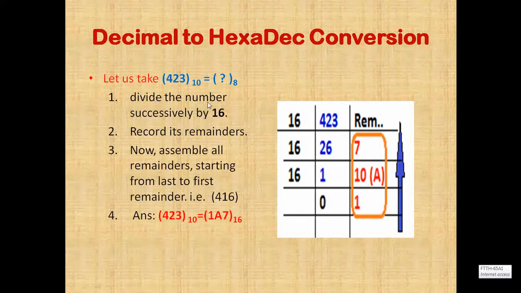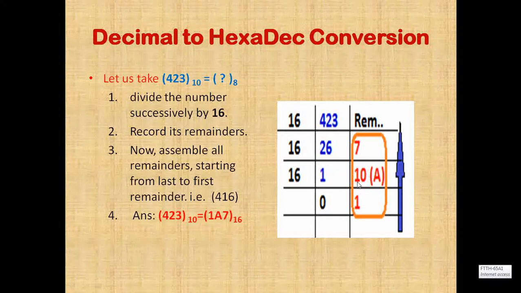So in this example, suppose we have to convert 423 base 10 into base 16. By mistake here it is written base 8, but you should read it as base 16. So we'll use the repeated division method, and this time we'll divide the number by 16. So divide 423 by 16, we get 26 as quotient and 7 as remainder. Again we divide this quotient 26 by 16, we get 1 as quotient and remainder as 10.